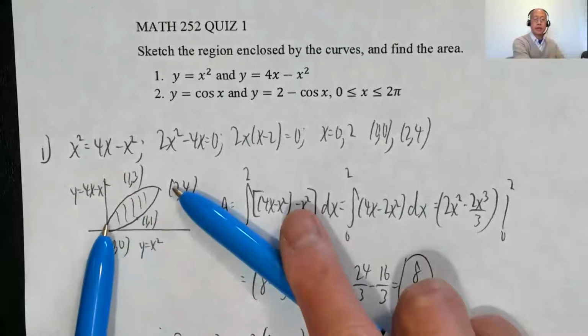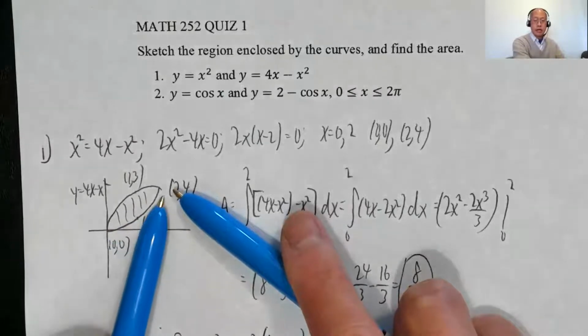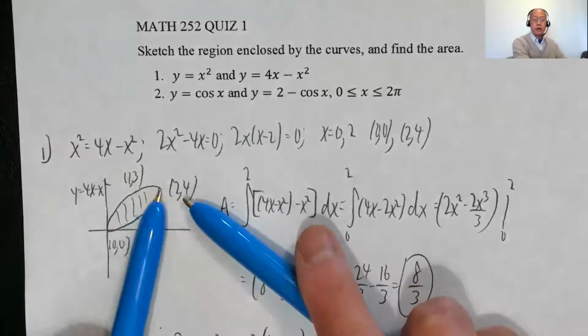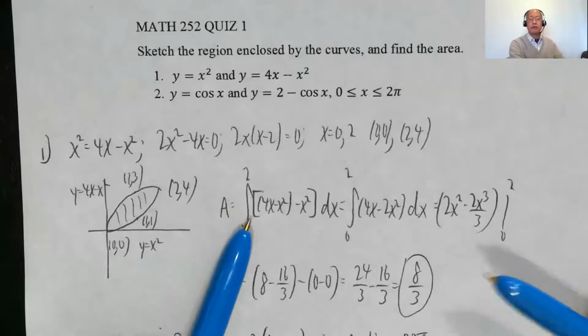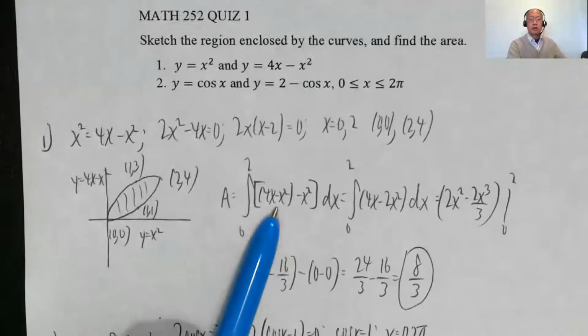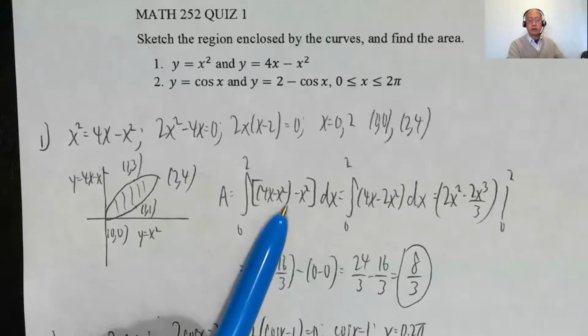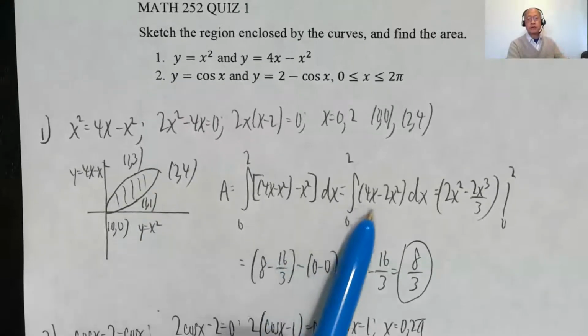And you should show me something like this. Here's y equals x squared. Here's y equals 4x minus x squared. So this is the upper, this is the lower. So I'm going to be integrating from 0 to 2 of the upper, 4x minus x squared, minus the lower, x squared. So that's 4x minus 2x squared.